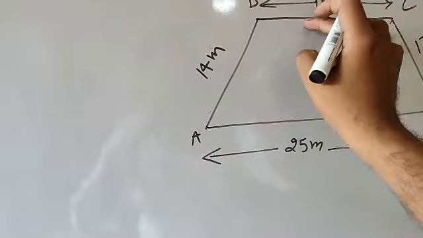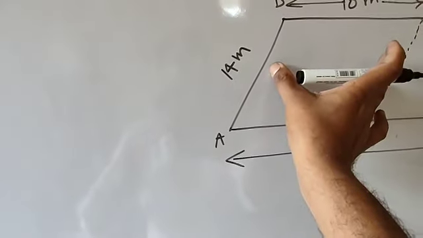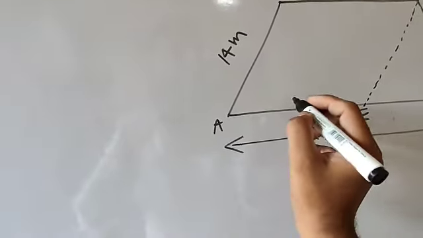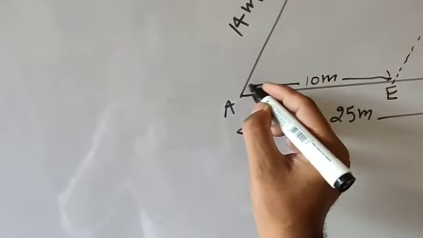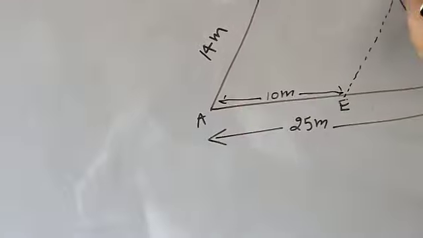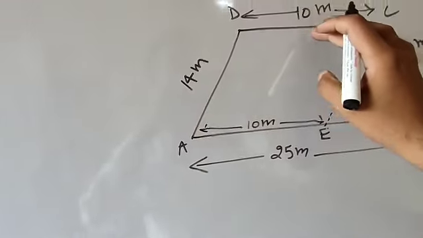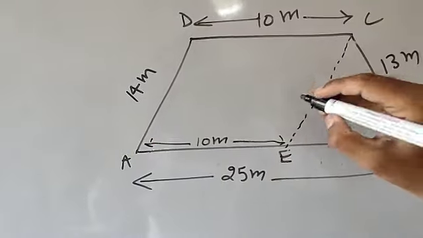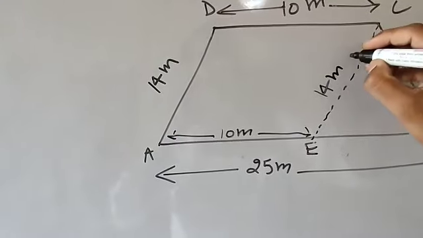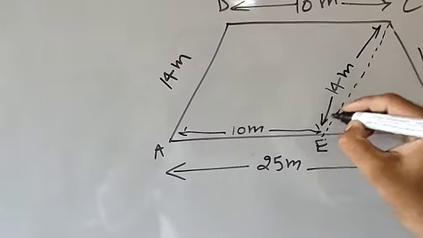The reason is that these two opposite sides are parallel and these two are also parallel. So from here to here it will be 10 meter. Here it will form a parallelogram. In a parallelogram opposite sides are equal, so if it is 10 then it will be 10, and if it is 14 then it will also be 14 meter. So here it is 14.